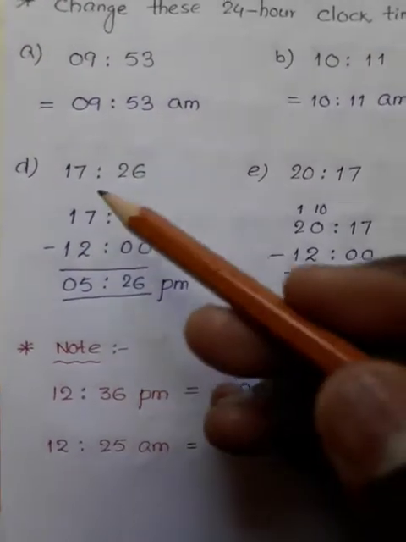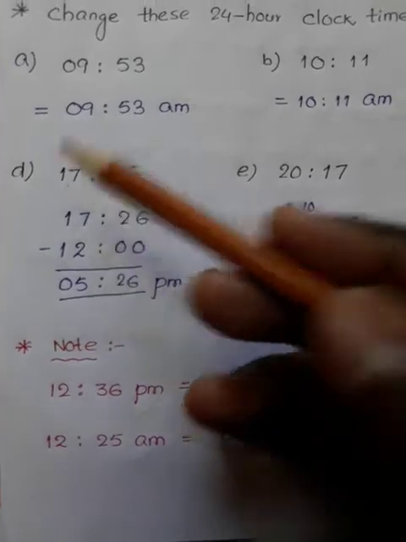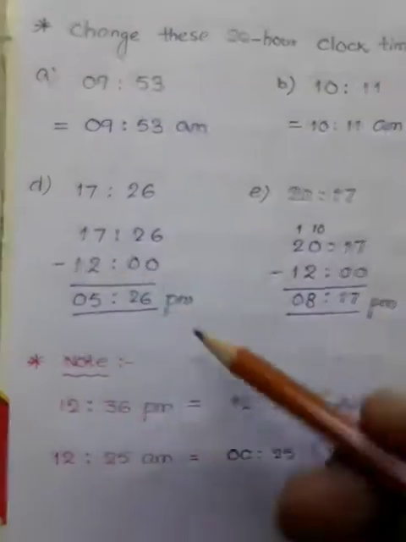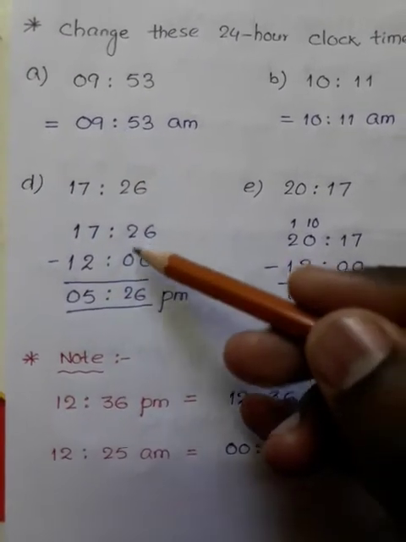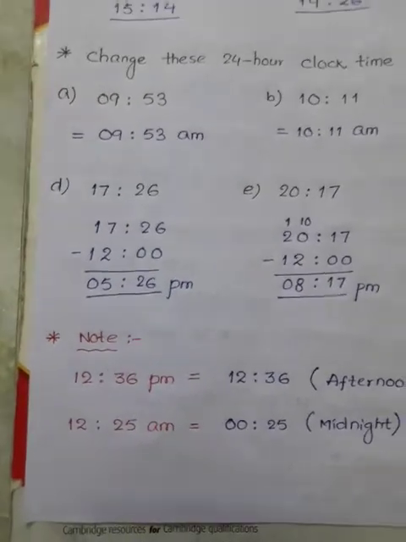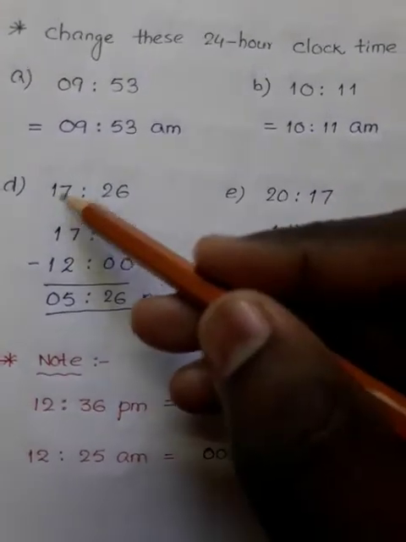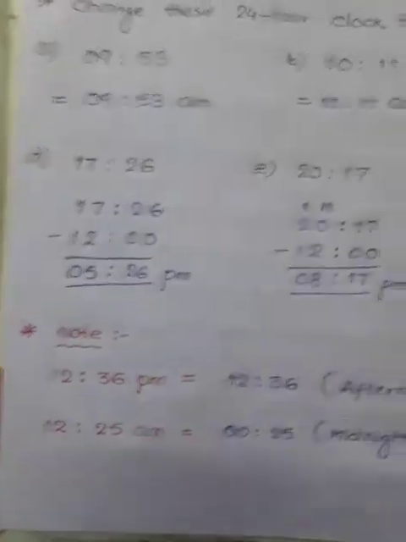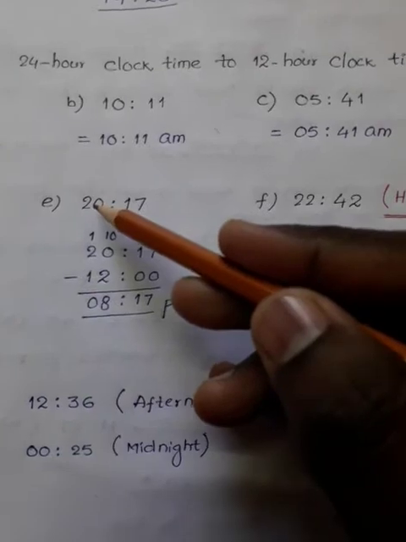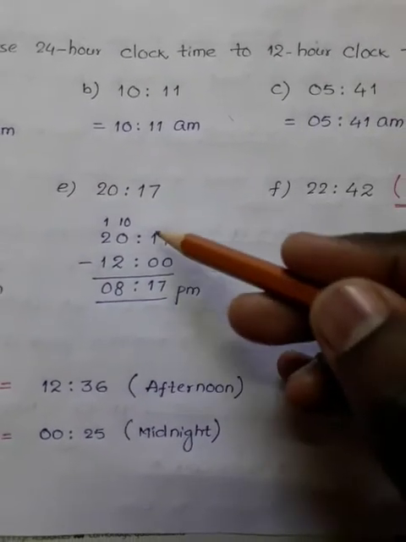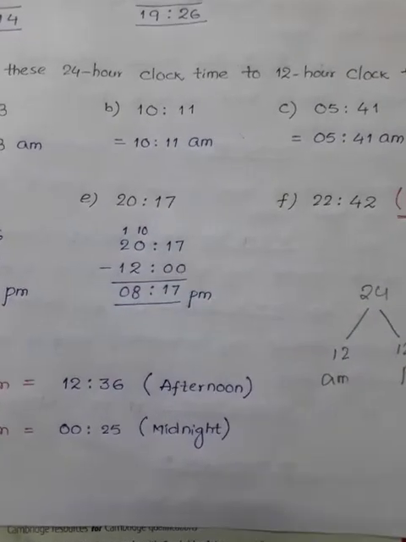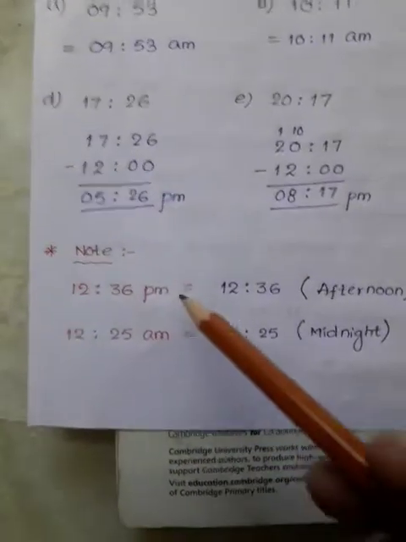Now question number D. 17:26. Now look here, 17 is more than 12. So whenever it is more than 12, you should subtract 12. 7 minus 2 is 5, 1 minus 1 is 0. So the time is 5:26 p.m. Because it is more than 12, you should add p.m. in the answer. Now similarly 20:12. Again 20:12 minus 12, because it is more than 12, you should subtract 12. 10 minus 2 is 8 and 1 minus 1 is 0. So it is 8:12 p.m. This thing you have to remember.